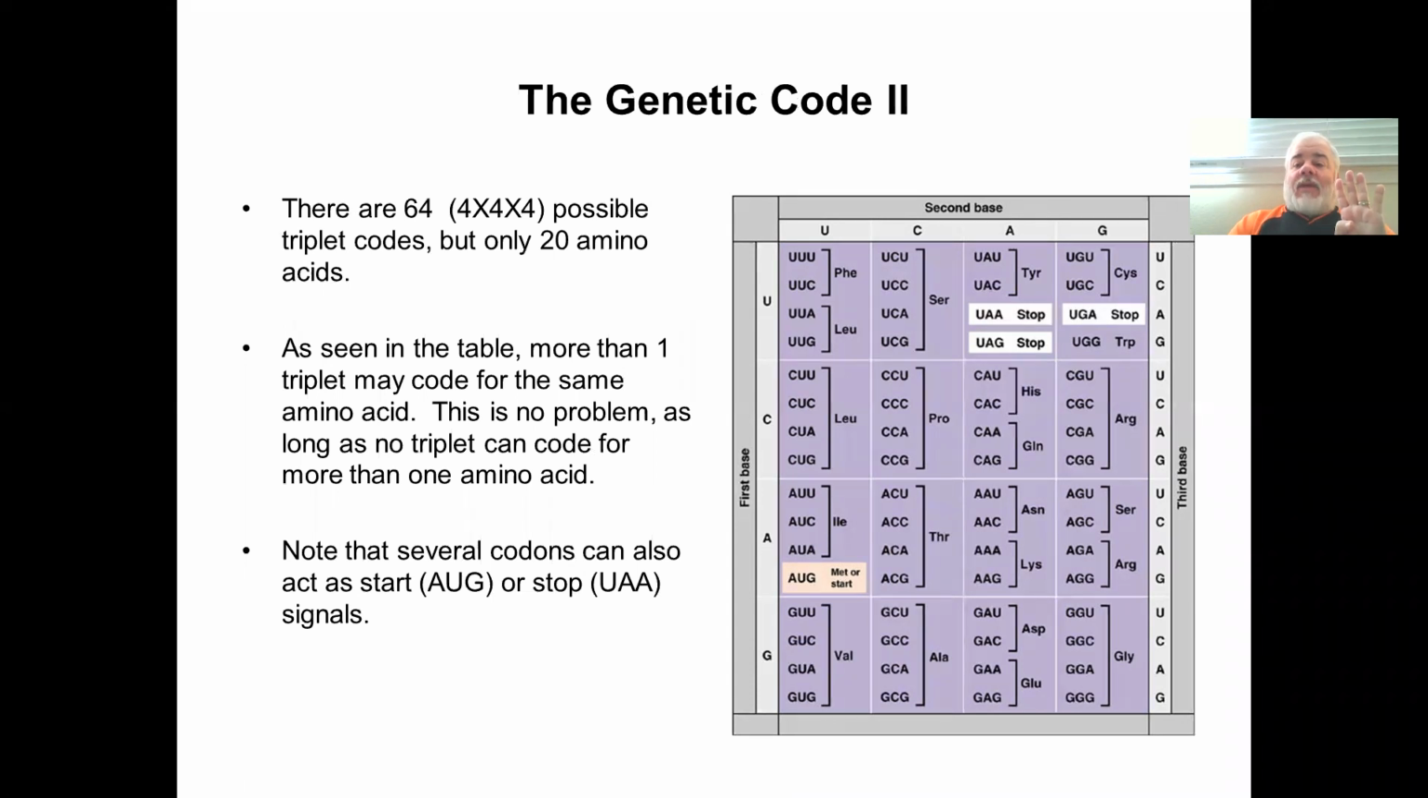How many combinations of 3 can you have? Well, there's 4 for the first one, times 4 for the second letter in the code, times 4 for the third letter in the code. 4 times 4 times 4 is 64. So there's 64 possible 3-letter codes that you could come up with for RNA. When you're reading it 3 at a time, there's 64 possible things. But there's only 20 amino acids.